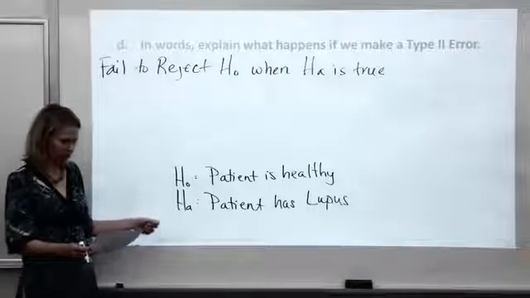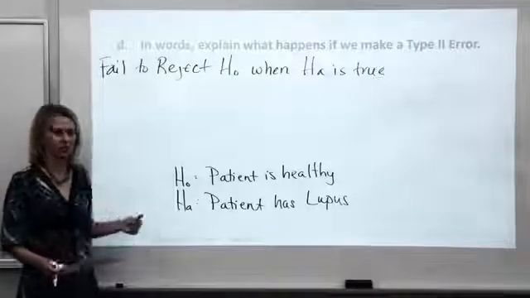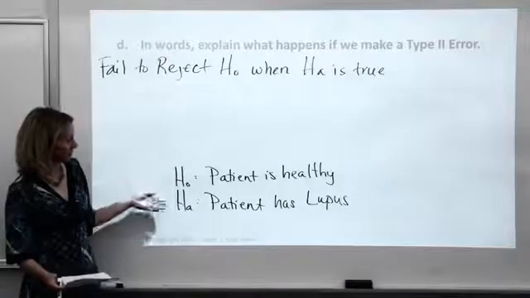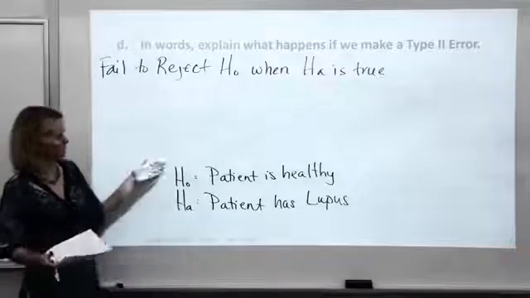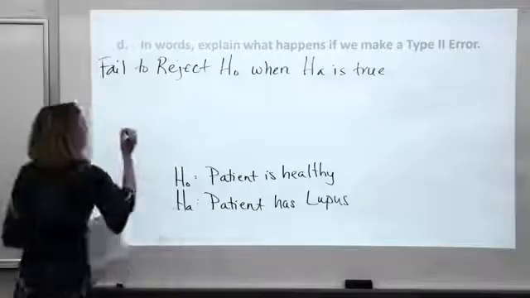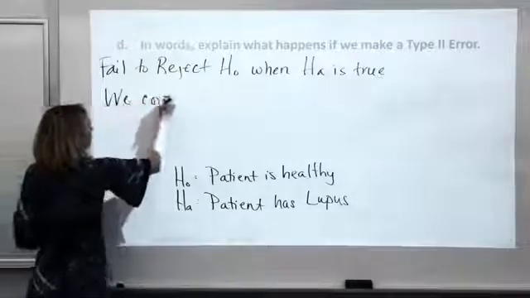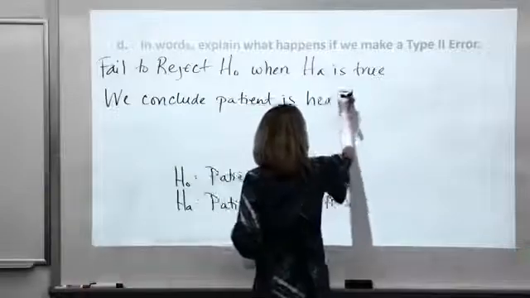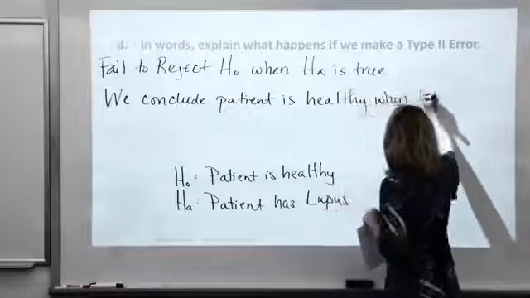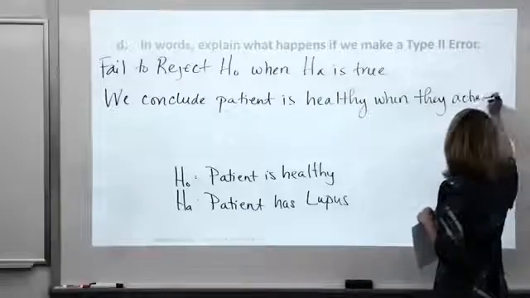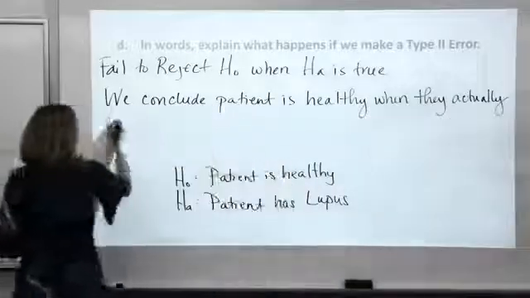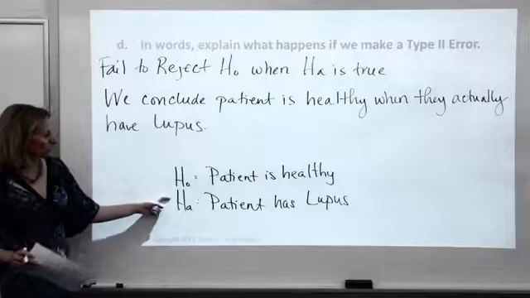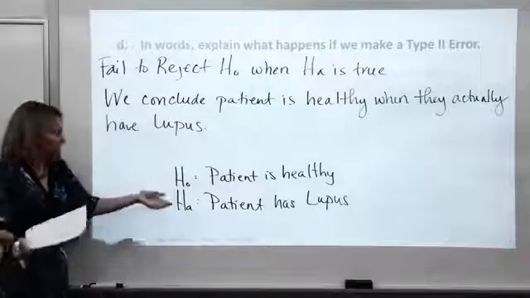Oh, I forgot to talk about the errors. I'll add that here. This is definitely worse than a type 1 error. Now you're telling the patient, hey, go home, you're healthy, when they actually have lupus. So we conclude the patient's healthy when they actually have lupus. You just sent a patient home, telling them they're healthy when they're really sick.